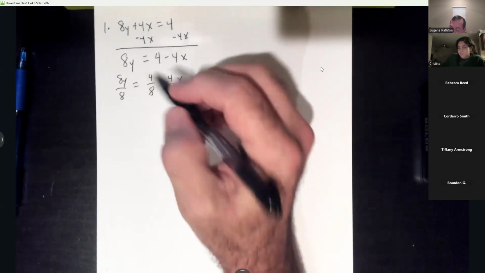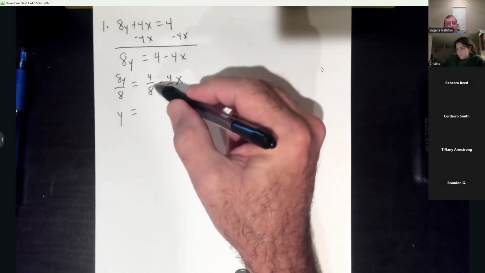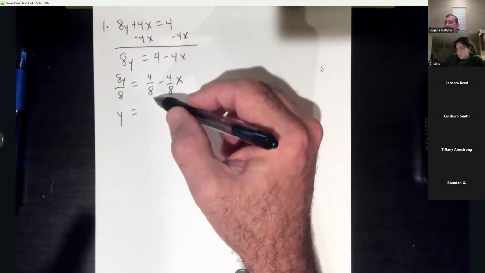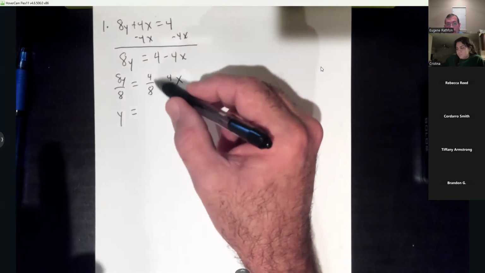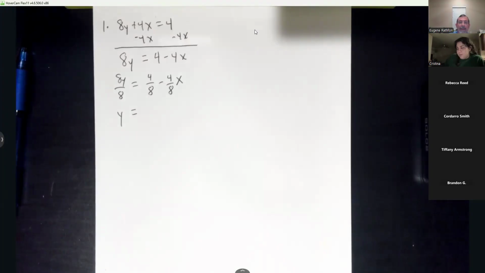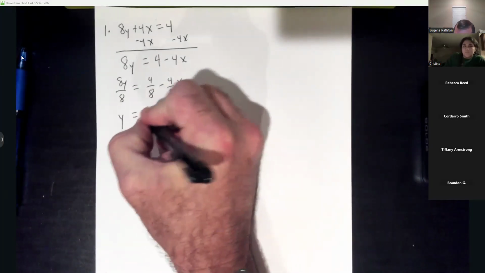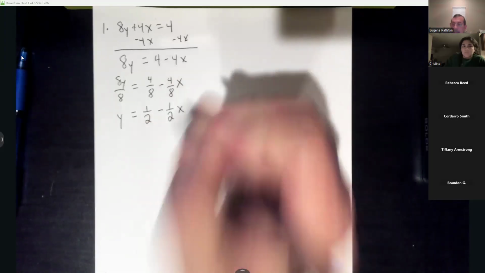Well, 8 divided by 8 gives me a 1y. I cannot divide 4 by 8, but I can reduce that. So y'all, what could I reduce these 4 over 8s into? Oh, good job, y'all. That can reduce to 1/2. And then minus, same thing here, 1/2 x.